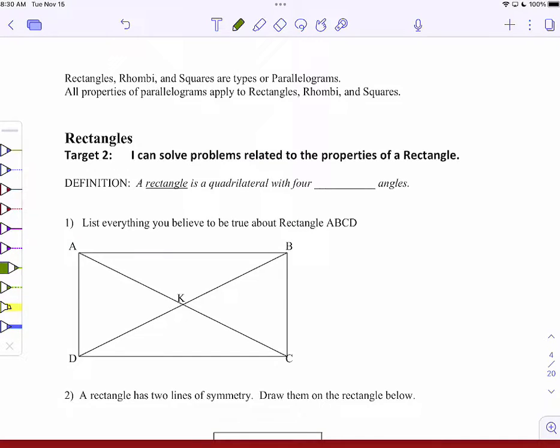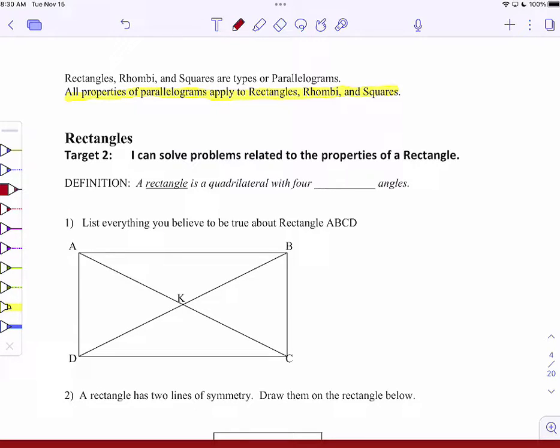Rhombi and squares are all types of parallelograms, which means that all properties of parallelograms apply to those three shapes. So when we talk about rectangles, we're not going to talk about rotational symmetry or the angles bisect each other or opposite angles are equal or opposite sides are equal or opposite sides are parallel. Those are all parallelogram properties, okay? So every single thing that's true about a parallelogram is true about a rectangle, plus more, okay?